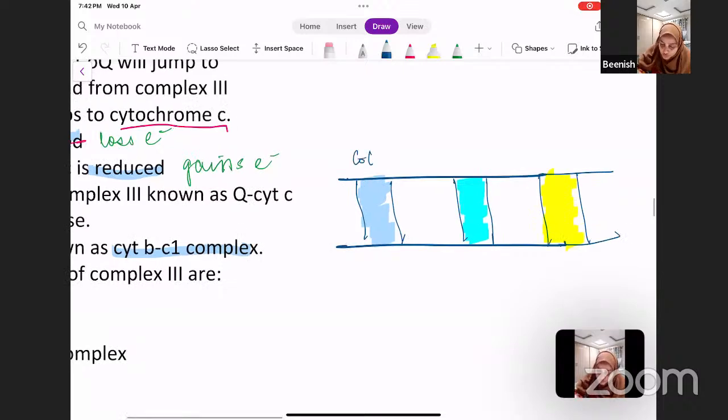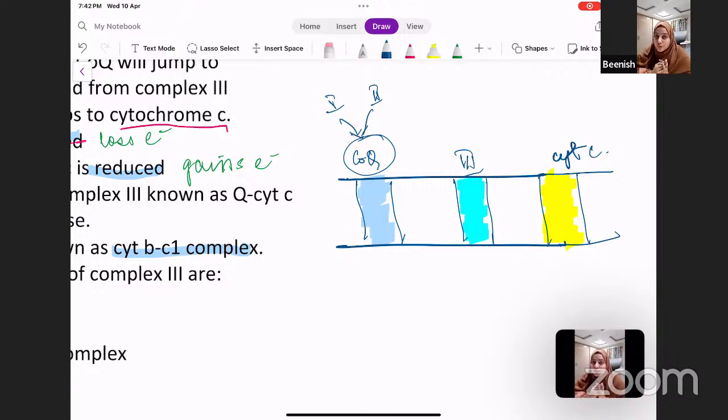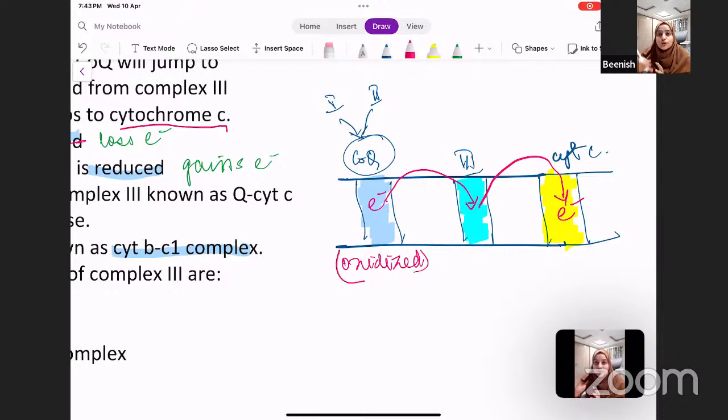Now, let's suppose this is coenzyme Q, this is your complex 3, and this is your cytochrome C. Your coenzyme Q has received electrons from complex 1 and complex 2, so it was reduced up till now. But now electrons from this coenzyme Q via complex 3 are given to cytochrome C. So coenzyme Q gets oxidized, because there is loss of electrons. It is giving its electrons via complex 3 to cytochrome C. So cytochrome C is gaining electrons, so it is getting reduced. I hope this is clear.